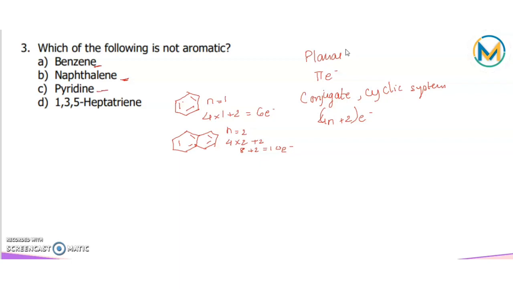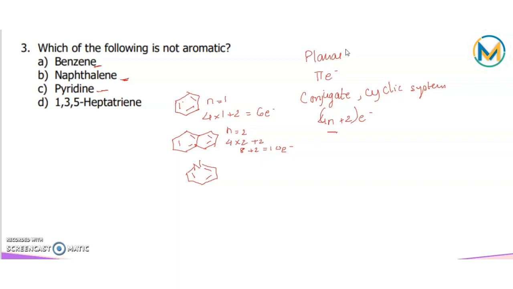C option, that is pyridine. The structure of pyridine is this. It's a cyclic structure with a conjugated double bond system. It's also a planar structure and also follows this 4n plus 2 pi electron rule.